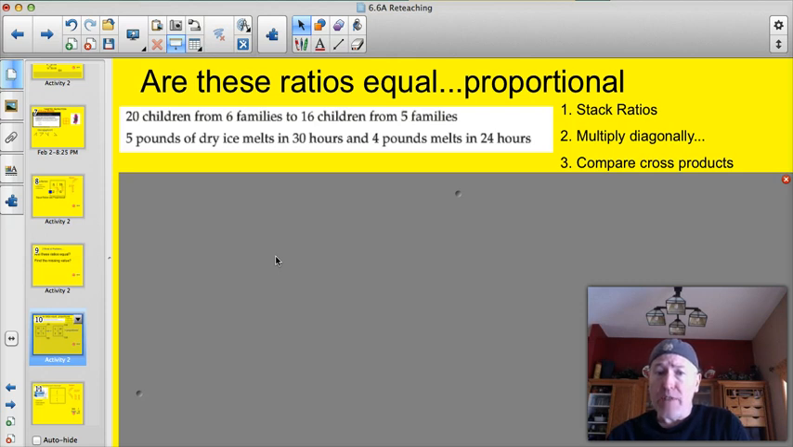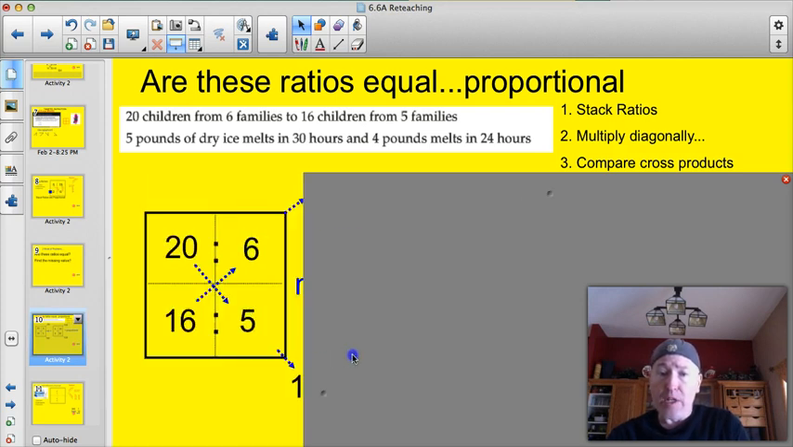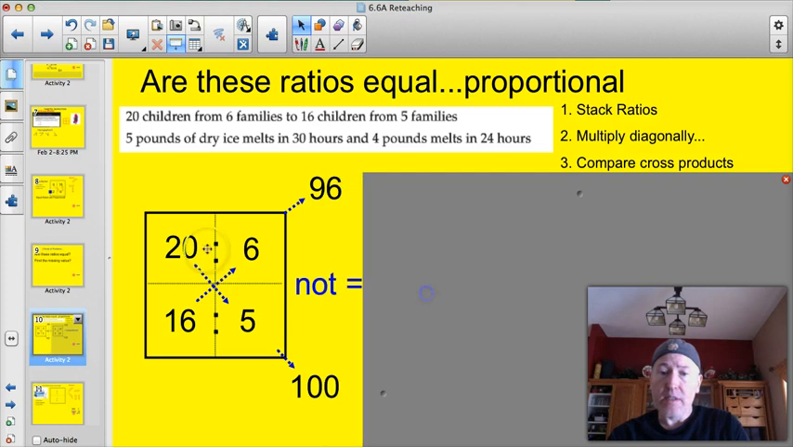20 children from 6 families to 16 children from 5 families. Are these equivalent, or are these ratios proportional? So I just set them up. 20 children from 6 families. I stacked them. 16 children from 5 families. Okay, I stacked them, multiplied diagonally. 16 times 6 is 96. 20 times 5 is 100. 20 to 6, 16 to 5, these are not equal. They're not proportional.